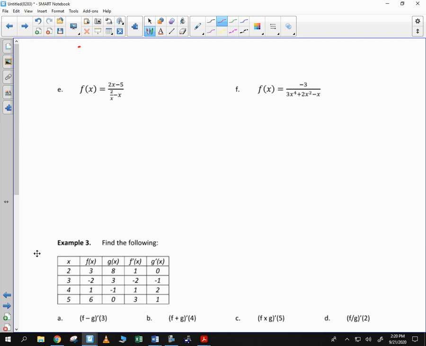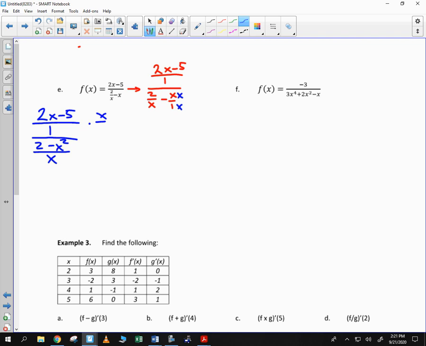Letter E. We've got a complex fraction here. First, I'd like to simplify this complex fraction a little bit. So I have 2x minus 5 over 1 over 2 over x minus x over 1. So if I multiply top and bottom by x, I get 2x minus 5 over 1 divided by 2 minus x squared over x.